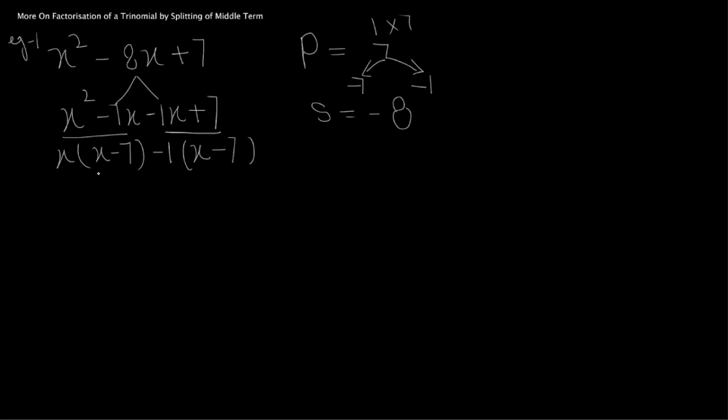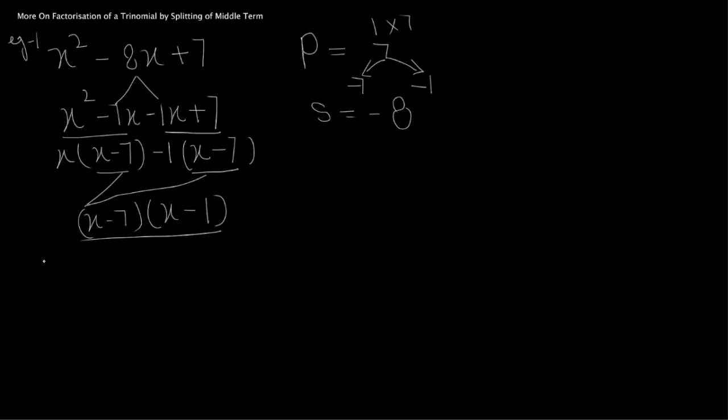The point to note over here is that these two terms should be the same. If there is some sign difference or these two terms are not the same, that means there is something wrong with the factors, so you need to go and look back at them. Now we take x minus 7 common, and we are left with x here and minus 1 here, which we put in the other bracket. And these are the factors of x square minus 8x plus 7.